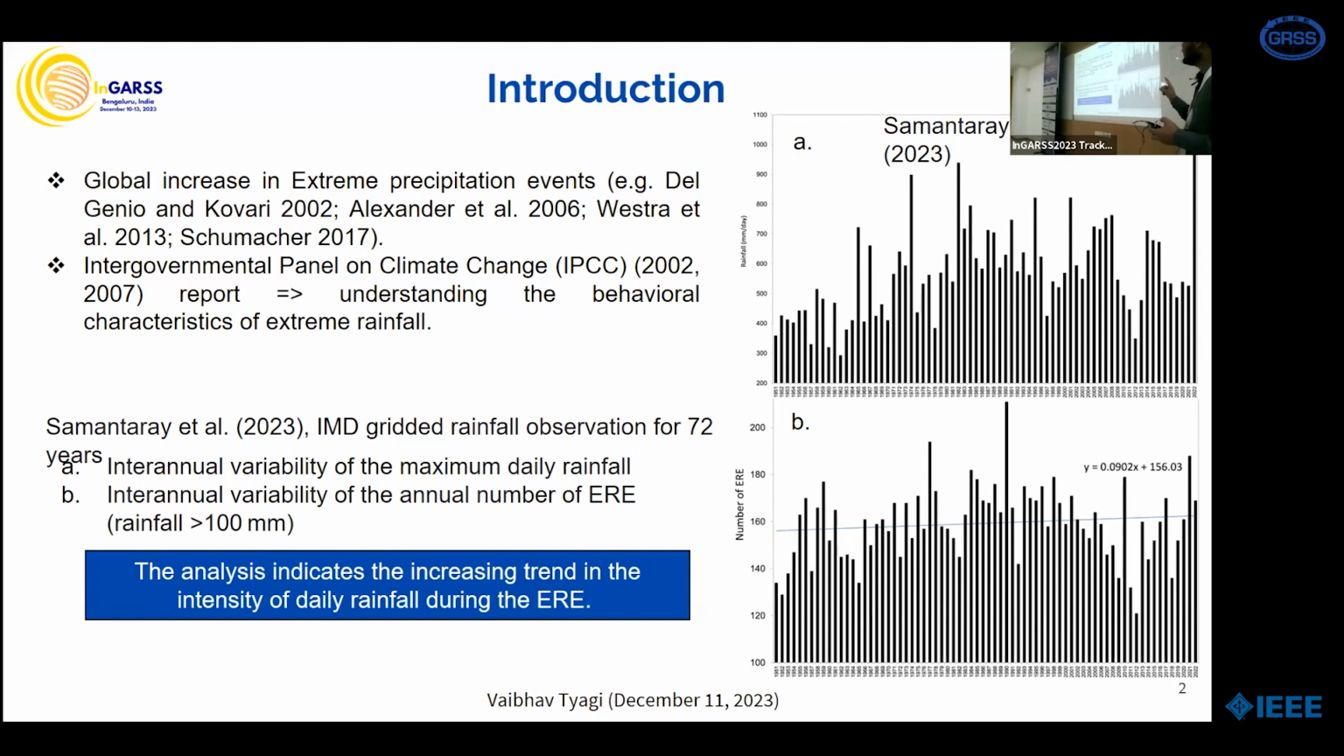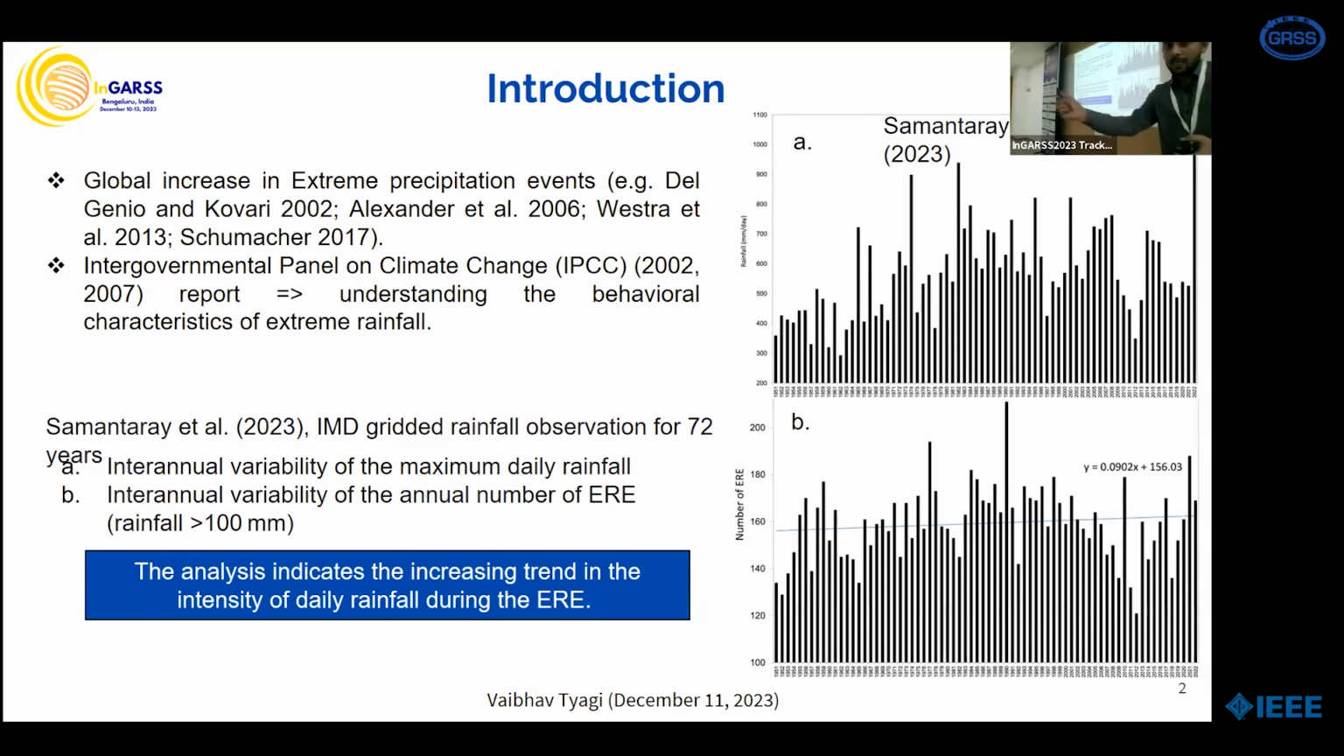So they study the interannual variability of the daily rainfall, and they also consider the interannual variability of the extreme rainfall event. So they consider a threshold of 100 millimeter. Wherever there is a rainfall of 100 millimeter or more, they count the number of events. And they see that there is an increasing trend in such kinds of extreme rainfall event.